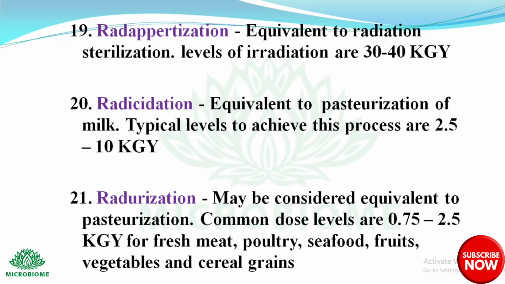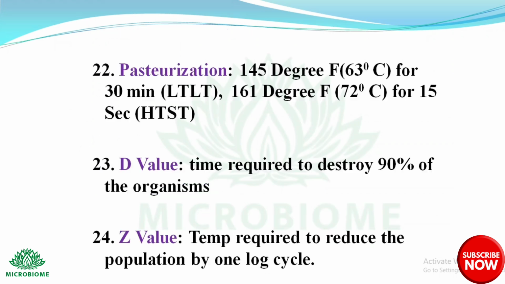Next about radurization. It is considered as pasteurization. The level of radiation is 0.75 to 2.5 kGy for fresh meat, poultry, seafood, fruits and vegetables and cereal grains. And next about pasteurization temperatures. 145 degrees Fahrenheit, that is 63 degrees Celsius, for 30 minutes, and 161 degrees Fahrenheit, that is 72 degrees Celsius, for 15 seconds.